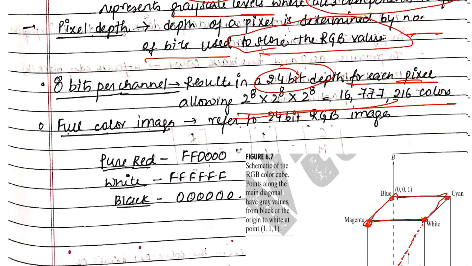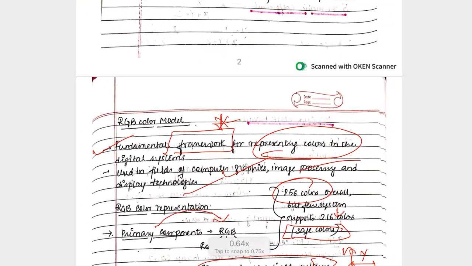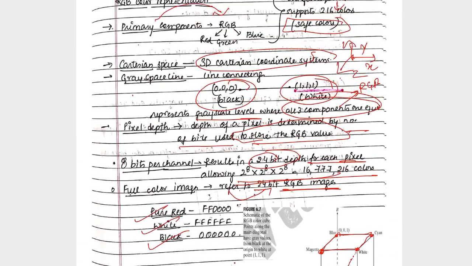Next is full color image. Full color image mainly refers to 24-bit RGB images. Pure red, white, and black are mainly represented by the hexadecimal format: red is FF0000, white will be all six times F, and black will be all zeros. So when it comes to the RGB color model, you have to write this whole explanation, okay, along with this diagram.